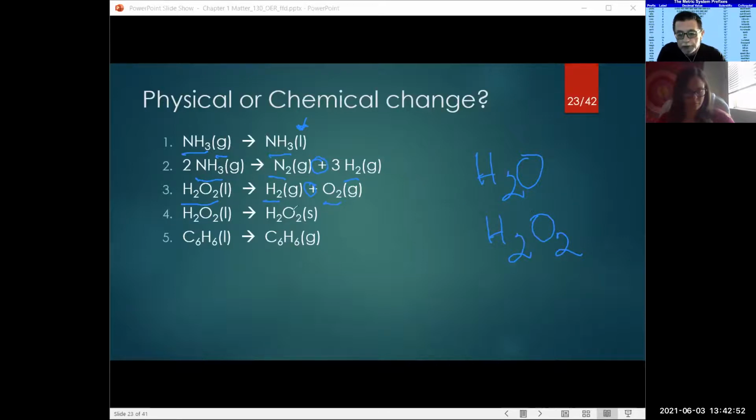Number 4, we start again with hydrogen peroxide, H2O2, it's a liquid. And then the product remains the same, H2O2. So right there, it tells you I got a physical change because I didn't do anything to the chemical. It's still intact as H2O2. The only difference is it starts as a liquid, goes to a solid. Liquid to solid, we call that freezing, right? And so it remains.